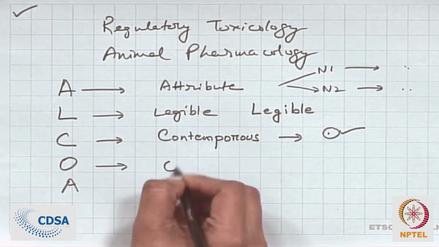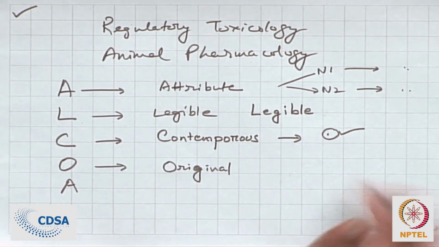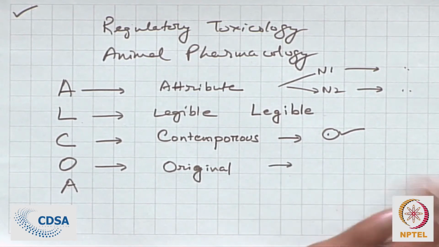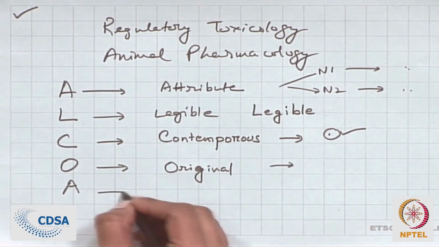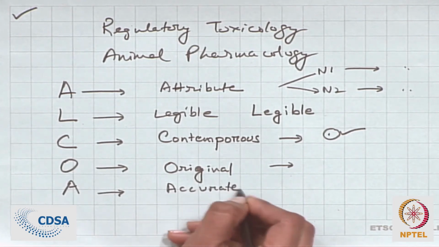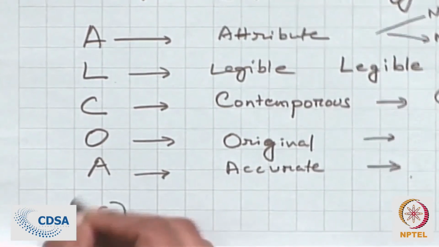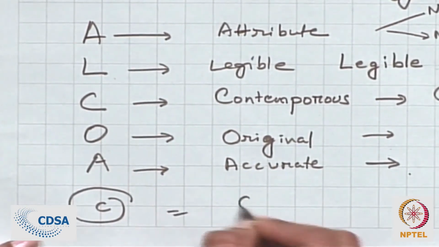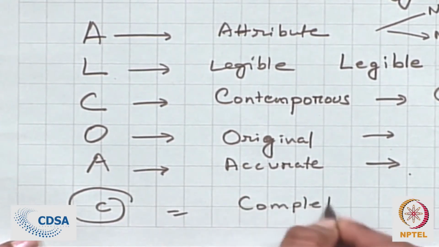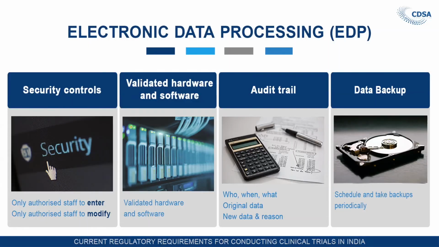O stands for original. That means if you are writing something like this document, it is an original document. So it's original. A stands for accurate. So if you are writing anything, you must ensure that it is accurate. The recent 2016 edition of ALCOA also involves something called C, which is called complete. So ALCOA has now become ALCOA C. And you should always remember when you do a good documentation practice.